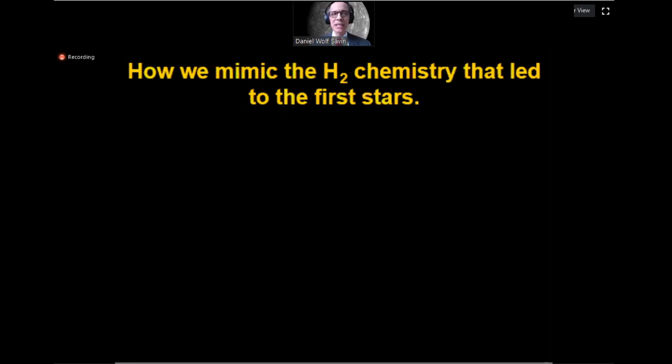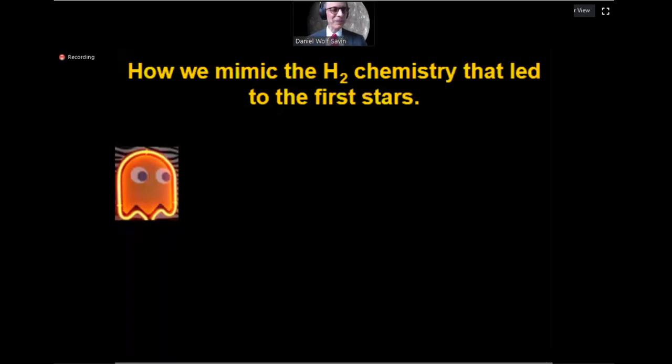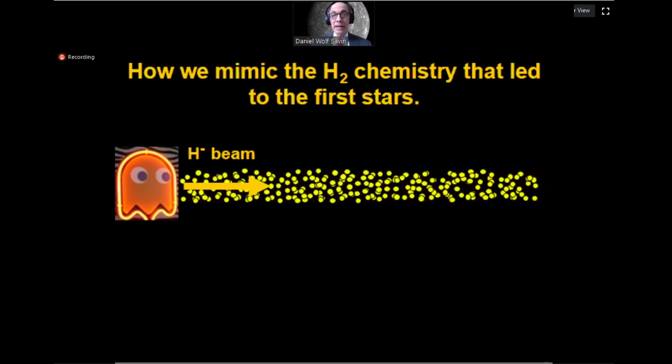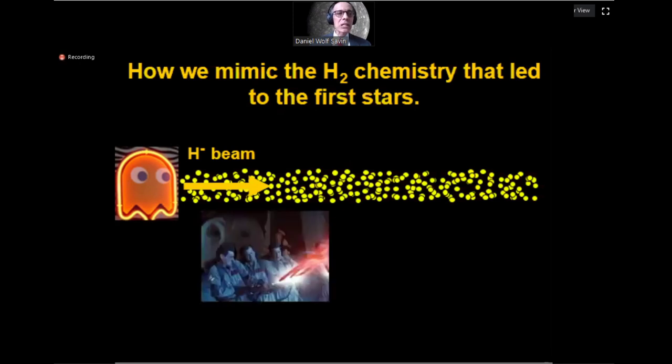This is how we mimic the chemistry that led to the formation of the first stars. We go to a video arcade and we play Pac-Man. All right. We take a gas discharge, which is basically we send electrical current through a gas, like a neon sign. Here you can see the gas discharge is outlining the Pac-Man figure. We extract a beam of H-minus atoms, ions actually. And then we take that beam and we shoot a really high power laser across the ion beam.